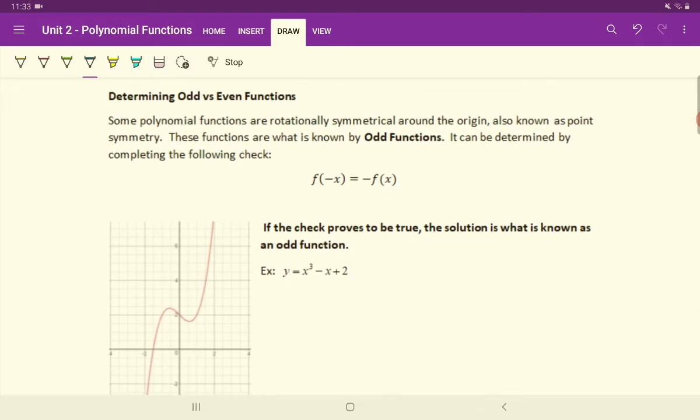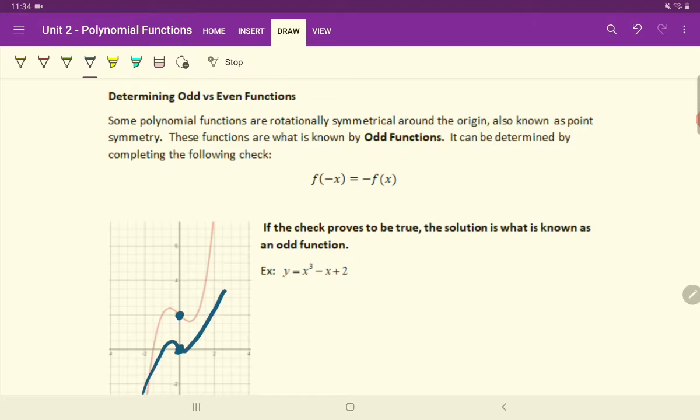But let's now determine an odd function. Some polynomial functions are rotationally symmetrical around the origin, also known as point symmetry. So rotationally symmetrical, and actually this should be drawn down here, around the origin. So it should be here.